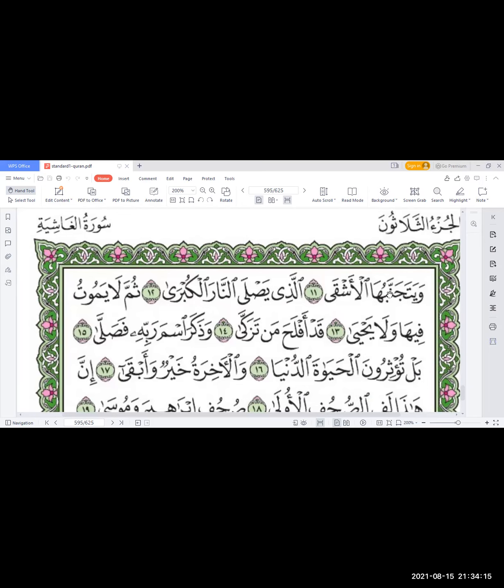Yatajannabu. I think it's a long word, where we have the root word, and the pattern is five letters. Tajan, tajim, ba, four, with the ya as the additional form, the fi'il mudhari. And it means those who repel, those who reject. Yatajannabuha, let me reject.